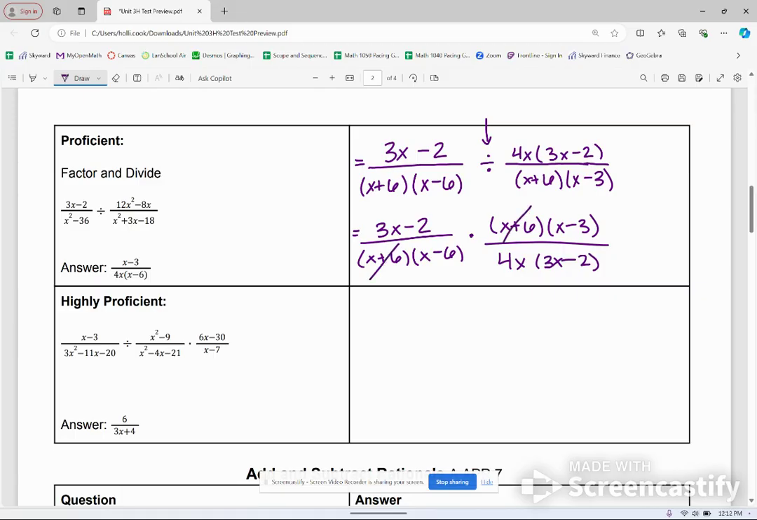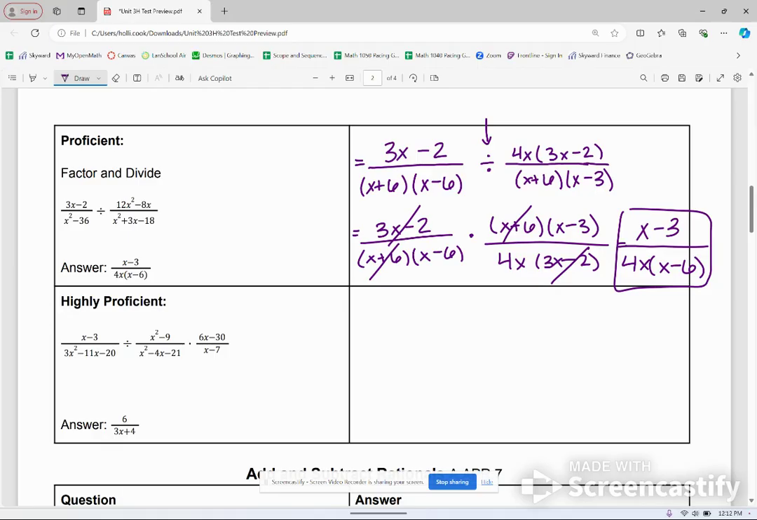So we have x plus 6, 3x minus 2, and that's everything. On top, we've got x minus 3. On the bottom, we have our 4x and x minus 6. And there's our answer. All right, last one, highly proficient.